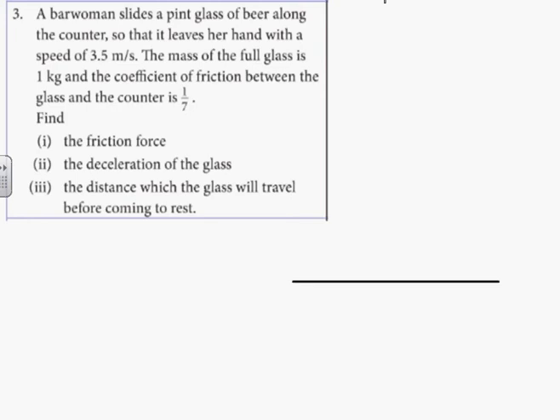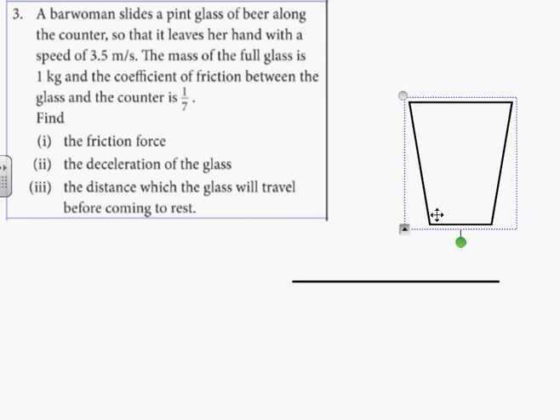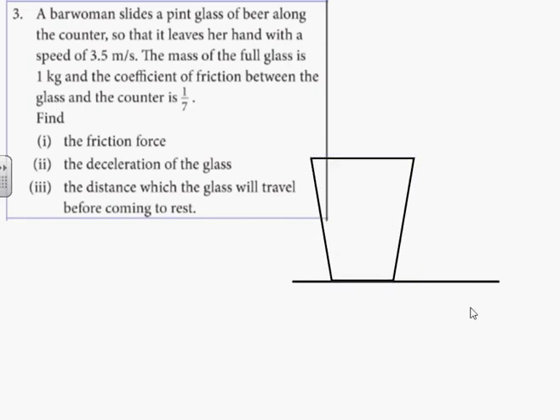Well, I actually have a sketch for this. So, guys, your glass is going to leave the table at this point here, and it's moving at a certain speed. The speed it's moving at is 3.5 meters per second. Now, you have to find the frictional force, and the frictional force is always given to you by this formula here. The formula is F equals mu R.